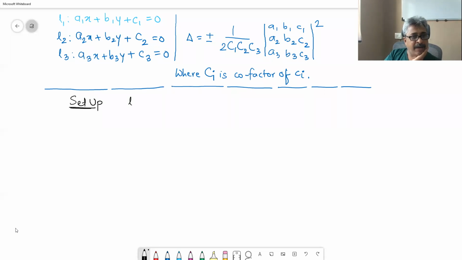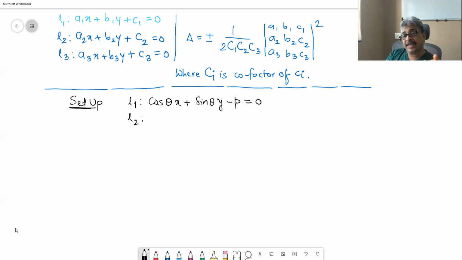I will call line L1 as cos theta x plus sin theta y minus p is equal to 0. I can always bring this line in this form. This is normal form.